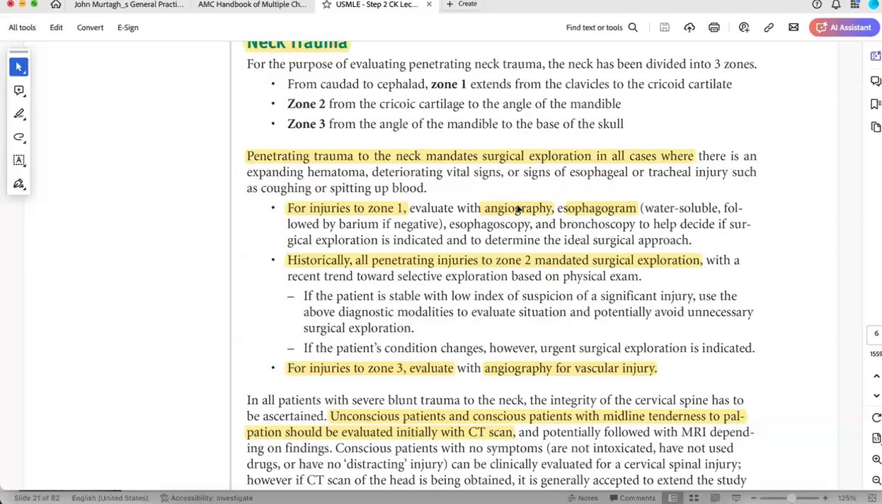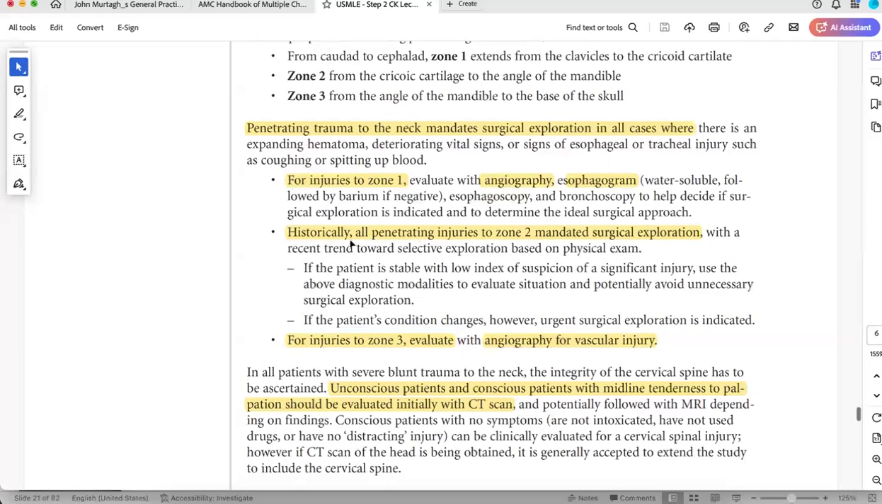Okay, and then you decide whether any of these require repair. So that's for zone 1. Historically, all penetrating injury to zone 2 will require surgical exploration. So anything in this zone 2, the patient usually will go for surgical exploration.